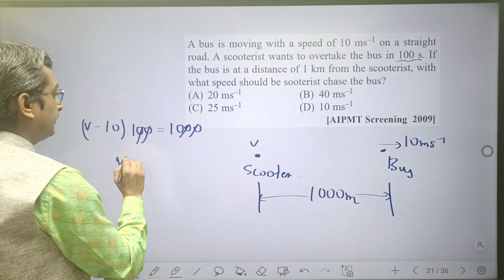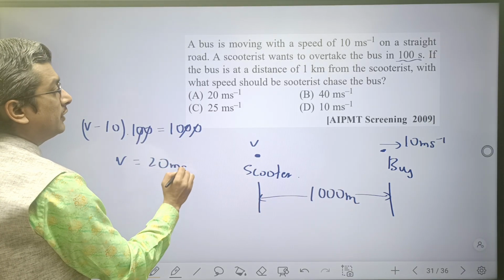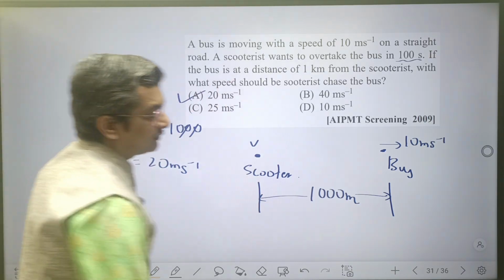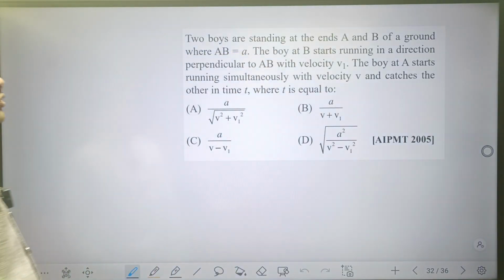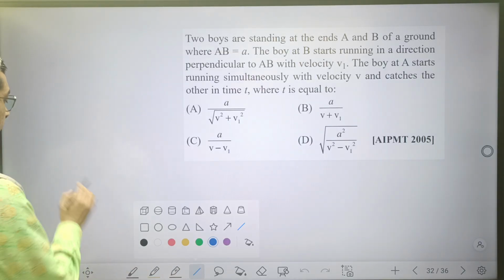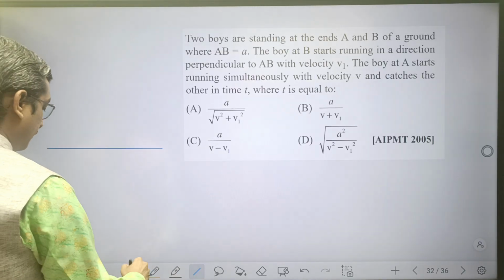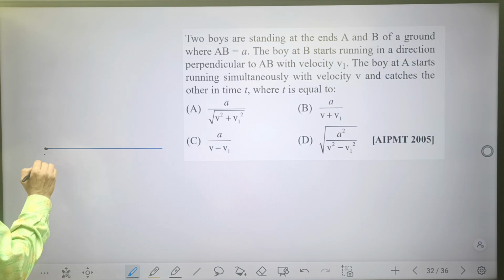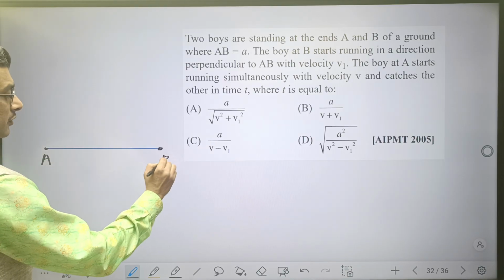So two zeros get cancelled. So here v is equal to 20 meter per second, isn't it? Next, two boys are standing at the ends A and B of a ground where AB is equal to a. Let us suppose this is the case. So here it is boy A, and here it is boy B.